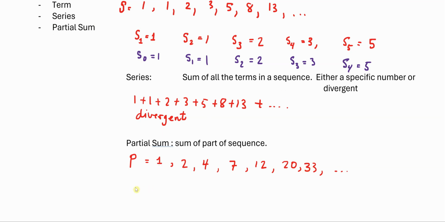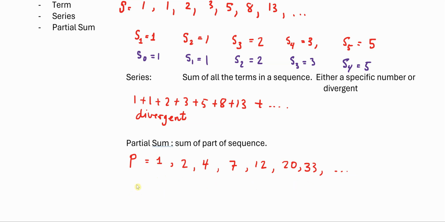And we can also notice here that partial sums is a sequence itself, right? So the partial sum of a series is itself a sequence. So things here start to get a little bit more interesting.